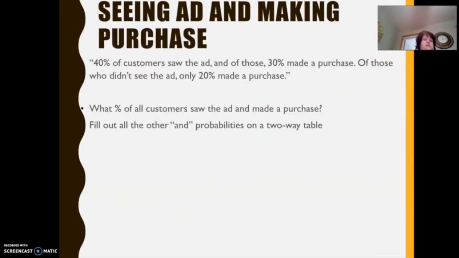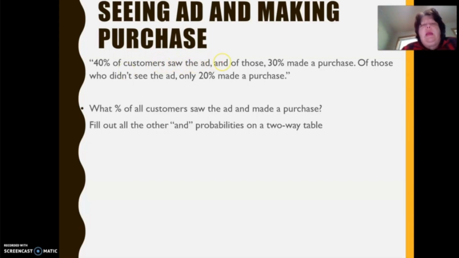All right, let's look at another problem in part 2 of our discussion. So I will end right here. And today we're talking about part 2 of probability and probability rules. Here's an example. Seeing an ad and making a purchase.